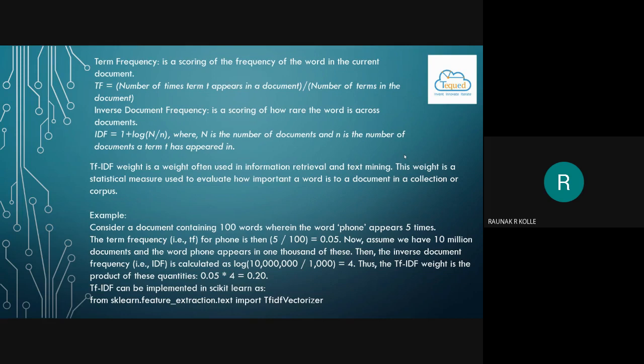TF-IDF can be implemented in scikit-learn as: from sklearn.feature_extraction.text import TfidfVectorizer. In the example above, 0.2 refers to the percentage of the word phone in the document. So 20% of the words, or every fifth word in the document, is the word phone.